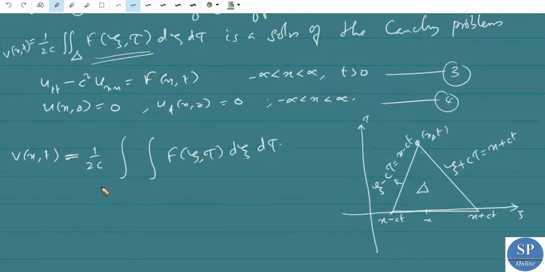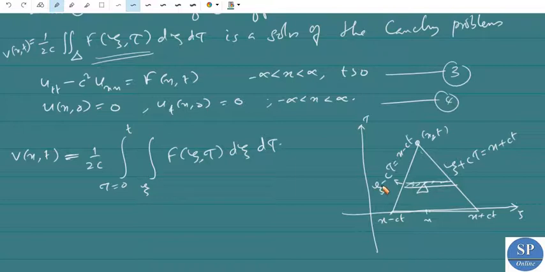So this is for tau and this is for zeta. So the outer integral, we can take the outer limits: tau varies from 0 to t. Okay, this is t. So tau varies from 0 to t and zeta varies from this line to this line. So zeta varies from this to this.